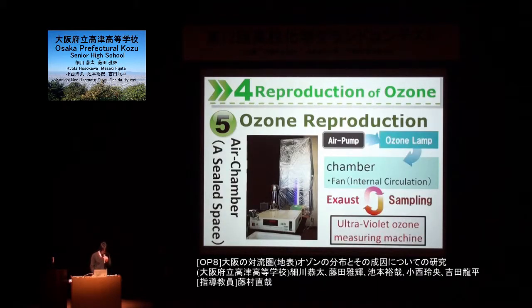This is the equipment we created. The box-shaped one is an air chamber, a space sealed with vinyl, and we produced ozone in this chamber. Ozone is provided by an ozone lamp. During experiments, we monitored ozone concentration in the chamber with an ultraviolet ozone measuring machine.